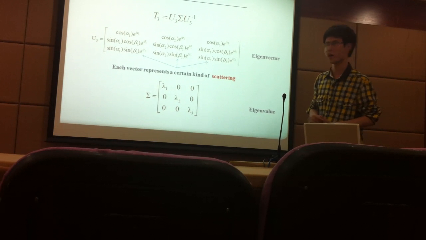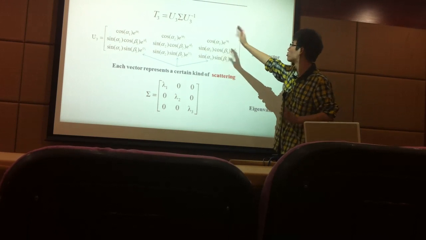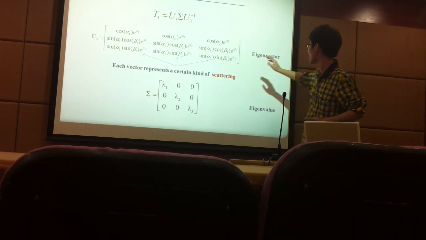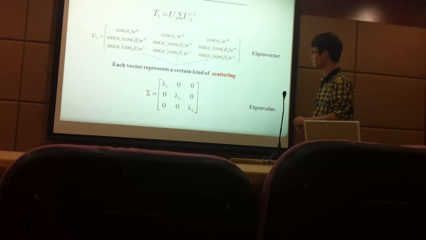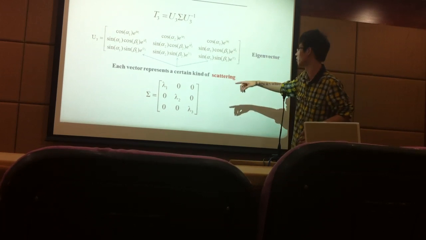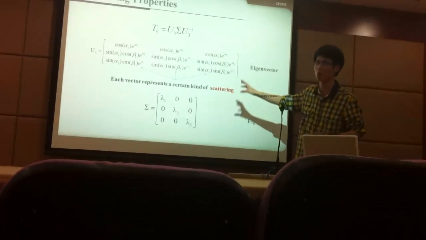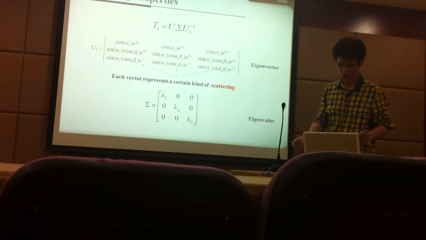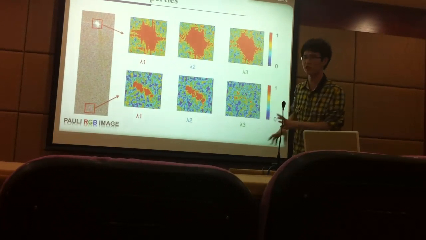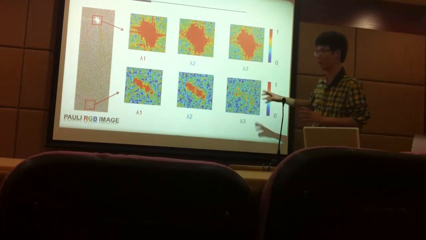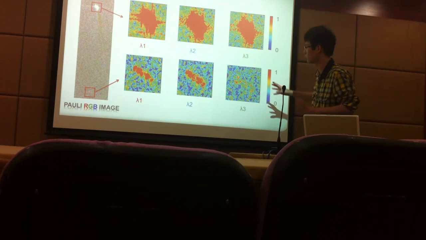As the T matrix is a Hermitian matrix, it can definitely be decomposed into this form, showing the eigenvalue matrix, eigenvector matrix, and the sigma is the eigenvalue matrix. Each vector of U represents a certain kind of scattering, and the eigenvalue shows the power of this kind of scattering. As we can see from this image, if a ship is decomposed into 3 eigenvalues, in the order of eigenvalues, ships always have very strong scatterings.